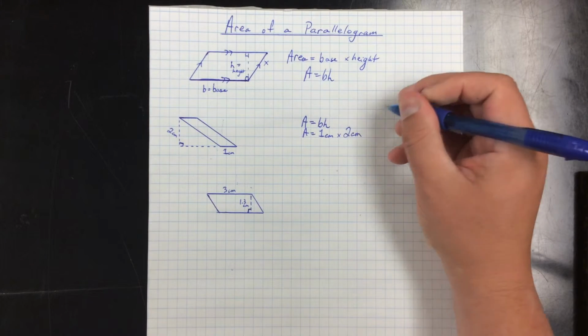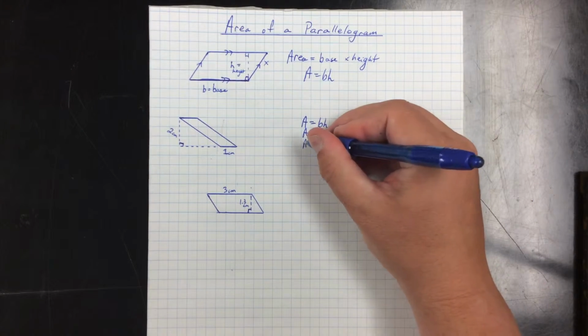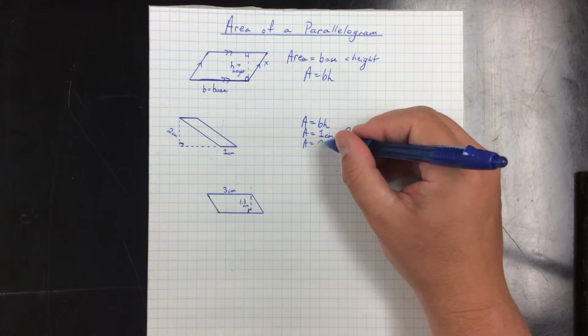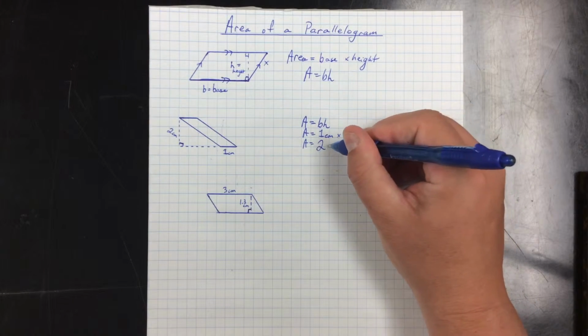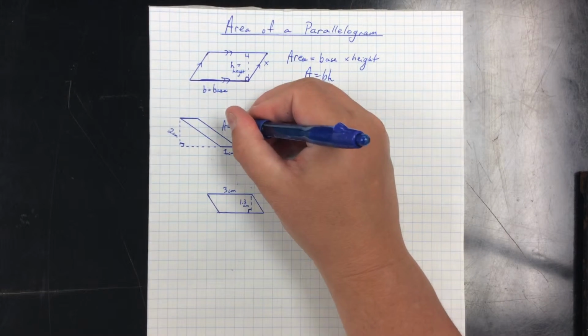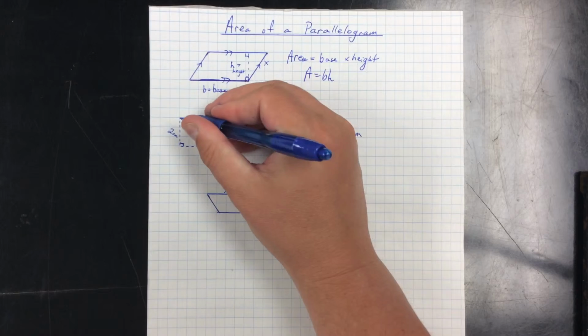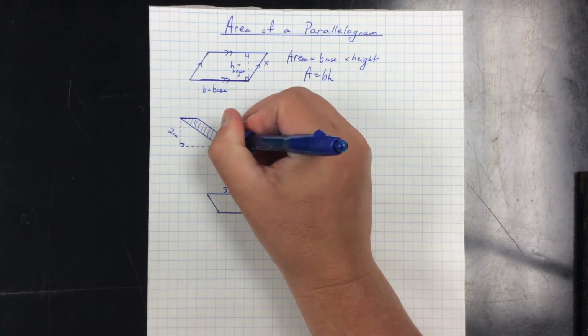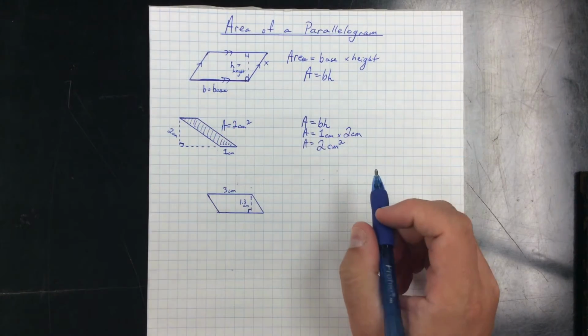So I'm going to multiply by 2 centimeters. So 1 times 2 is 2. A centimeter times a centimeter is a centimeter squared. So this area is 2 centimeters squared, the amount of space that this parallelogram takes up, covers.